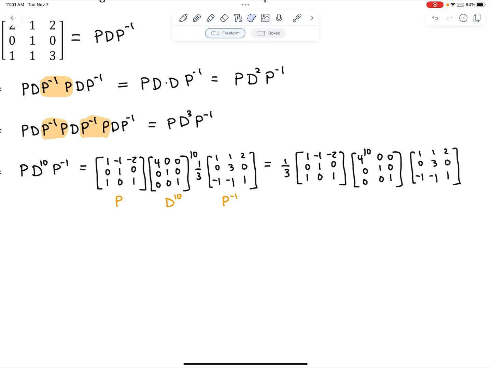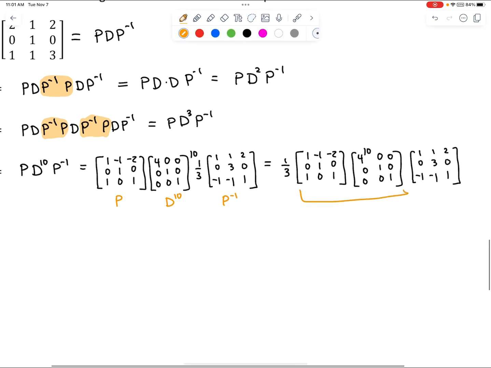But we can multiply them in any order, meaning I could do this product first, or I could do this product first. Let's do this product first. So we have this 1/3 in the front still, and you multiply these two matrices using matrix multiplication, and we get the following result.